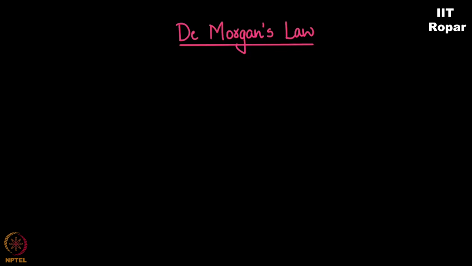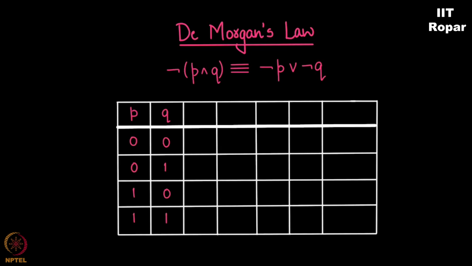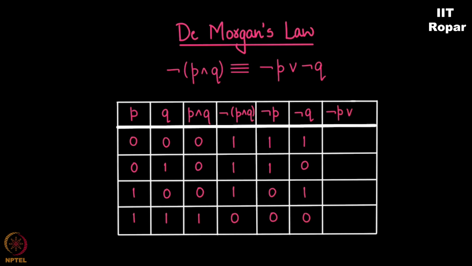It says not of P and Q is same as not P or not Q. So you now know that equivalence means the corresponding entries in the truth table should match. Let's see if this happens or not. P, Q, P and Q, not of P and Q, and then I will write not P, not Q, and finally not P or not Q. As I fill the entries, you should be able to do it all by yourself.